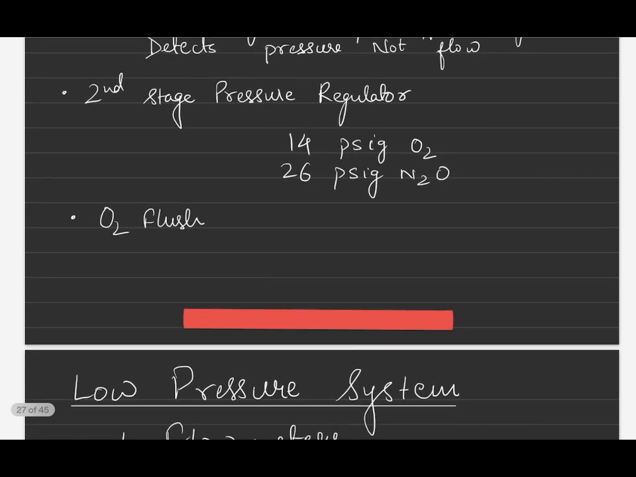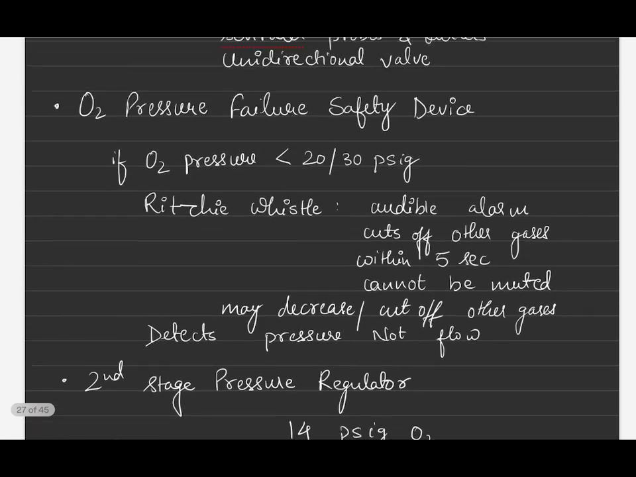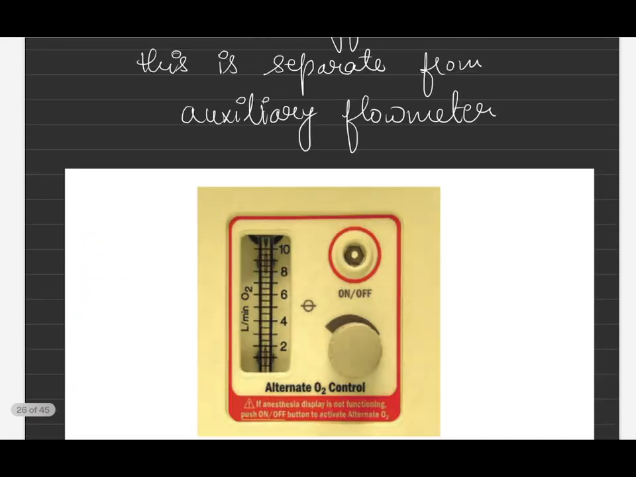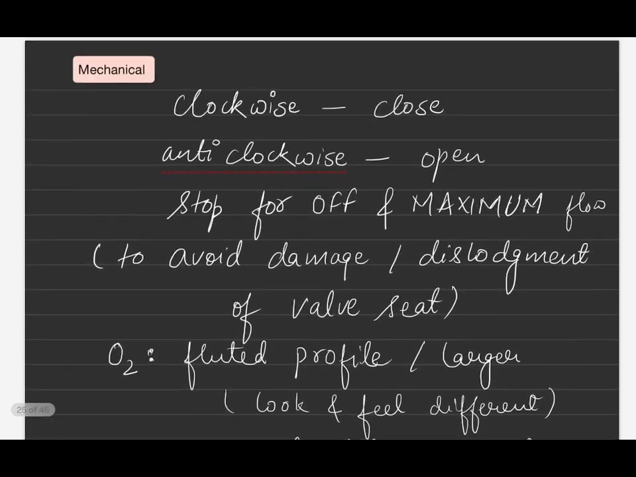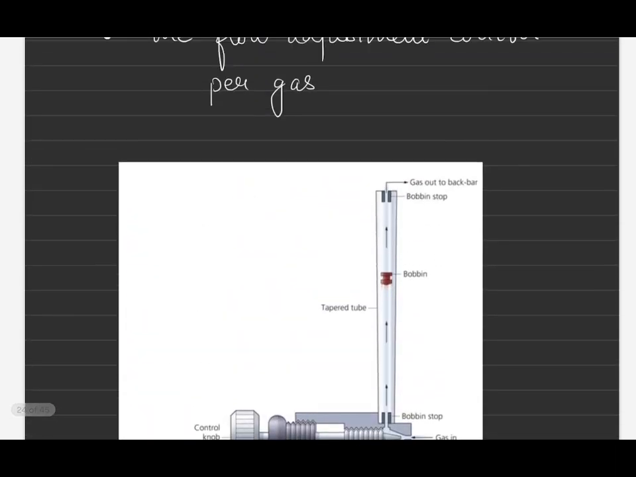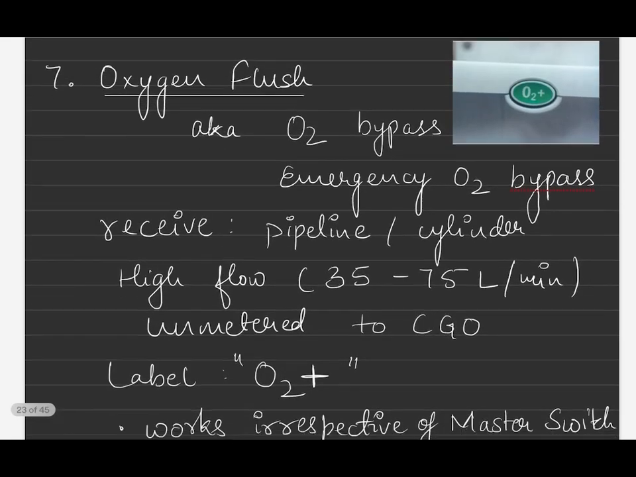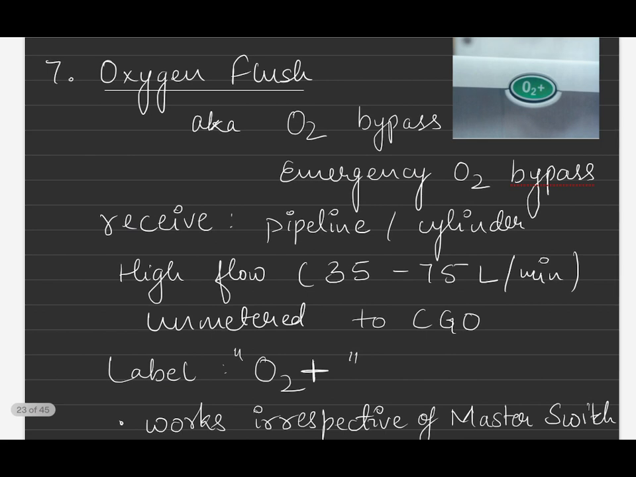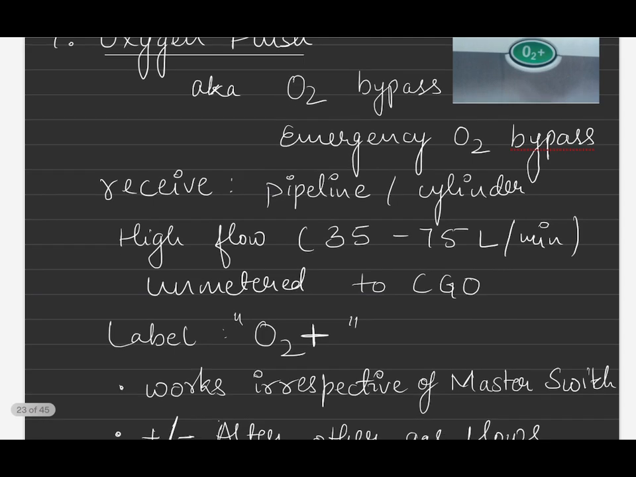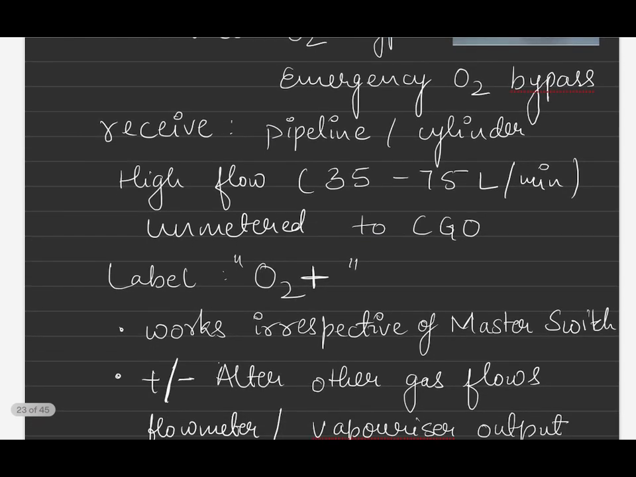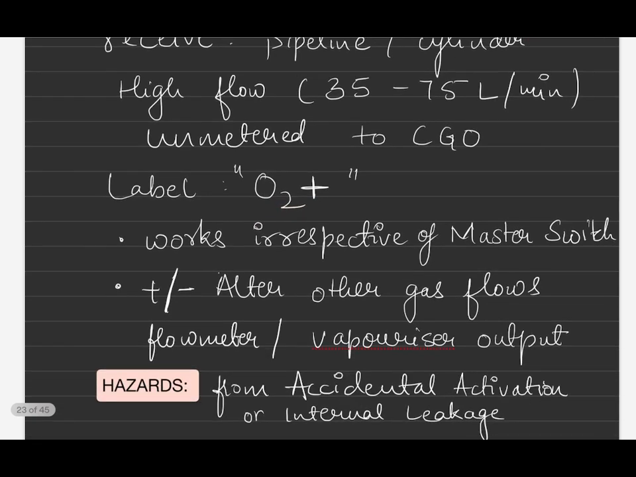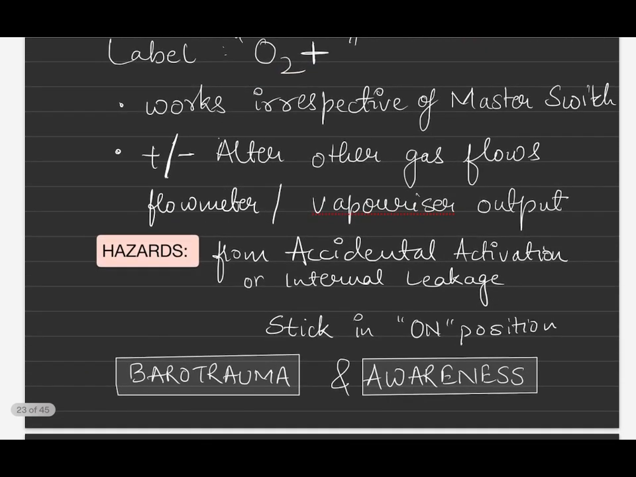And the other feature we have to discuss is the oxygen flush. As I have already told you about the oxygen flush, it is a very important part of the anesthesia machine, providing oxygen in dire emergencies. So the oxygen flush has many safety features. It is labeled O2 plus. It works only when pressed.